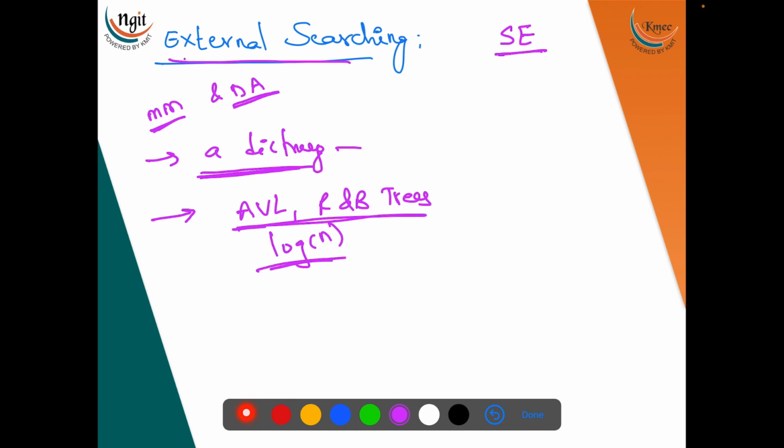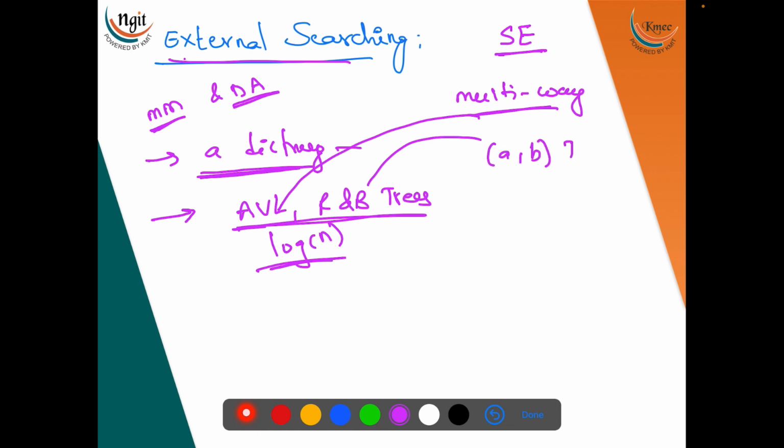Now, to reduce the performance difference between internal memory access and external memory access for searching, dictionaries can be represented using a multi-way search tree, where this tree does not need any rotations as you need in an AVL tree. This tree does not need any balancing factor as you need in a red-black tree. So what is this tree? It is the AB tree.